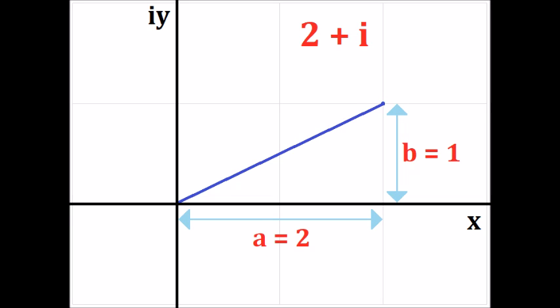If you've never seen this before, don't worry. Just as every real number can be represented on a number line, every complex number can be plotted on a complex plane. The x-axis represents the real component, and the y-axis represents the imaginary component. In this case, 2 plus i, we move over 2 units and up 1 unit. This vector can be thought of as a triangle. By definition, tangent theta is equal to opposite over adjacent. Using my labels a and b, tangent theta equals b over a.